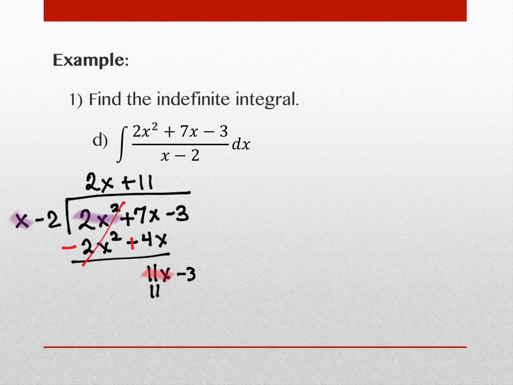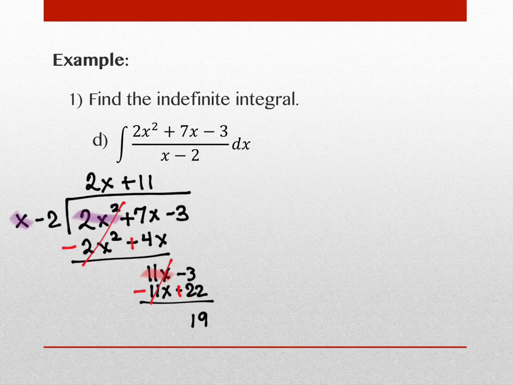11 times x is 11x. 11 times negative 2 is negative 22. And then as before, we subtract, i.e. change our signs. The 11x's add to 0. What is negative 3 plus 22? It is 19, right? You get 19? All right. So we're done now, by the way.